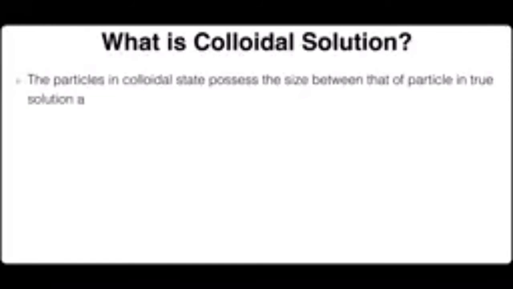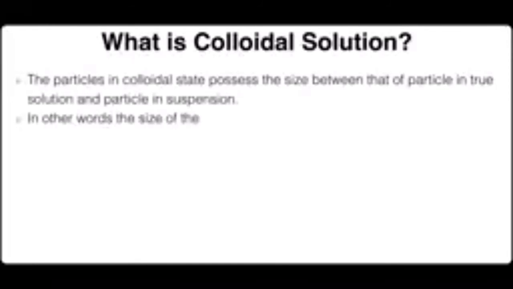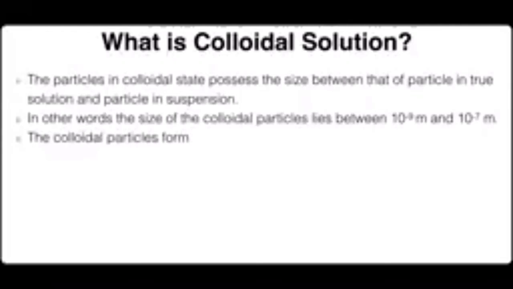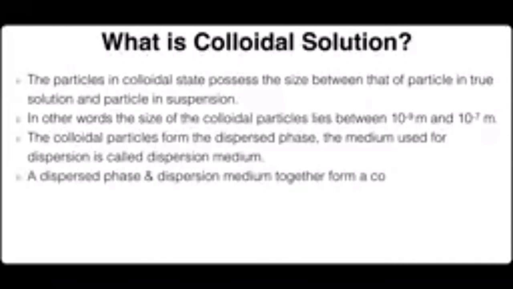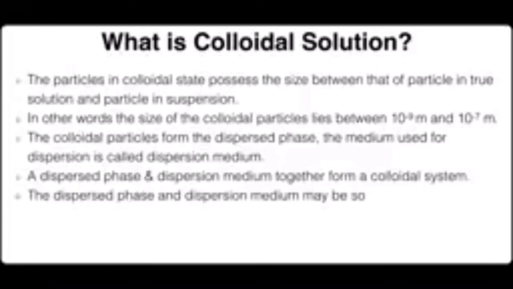Particles in the colloidal state possess a size between that of the particles in the true solution and particles in suspension. In other words, the size of the colloidal particle lies between 10 to the power minus 9 meters and 10 to the power minus 7 meters. The colloidal particles form the dispersed phase. The medium used for the dispersion is called dispersion medium. The dispersed phase and dispersion medium together form a colloidal system. The dispersed phase and dispersion medium may be solid, liquid, or gas.